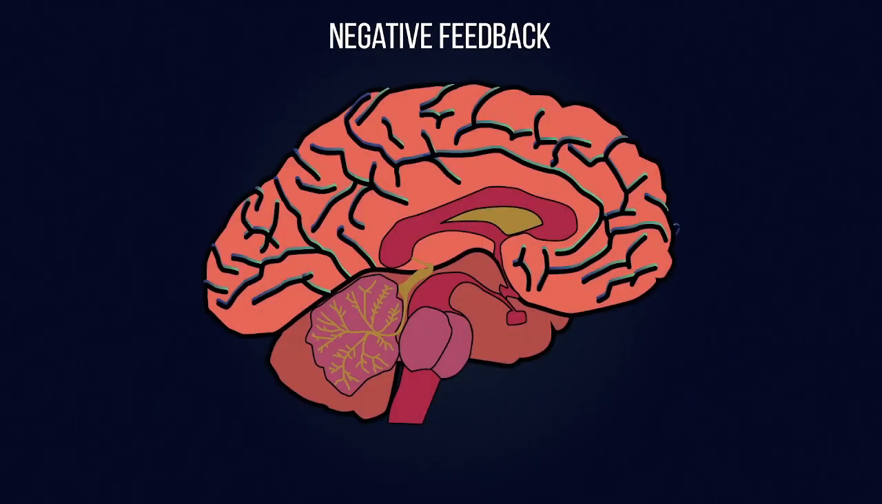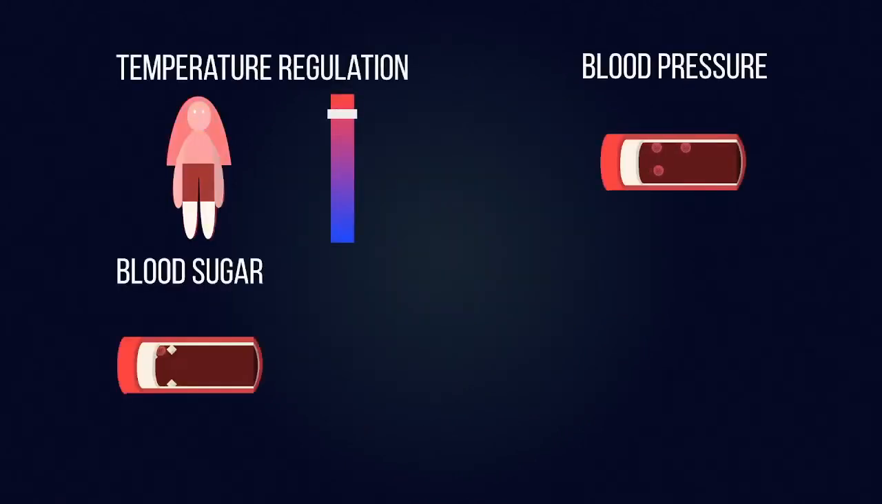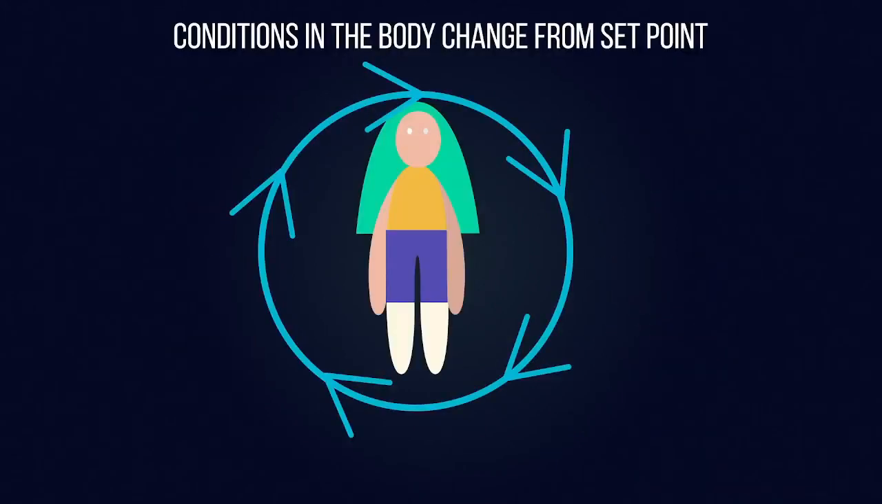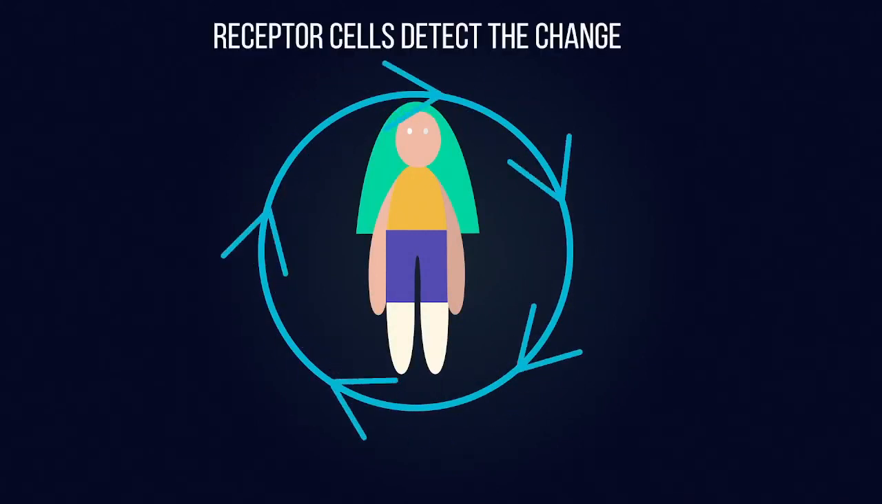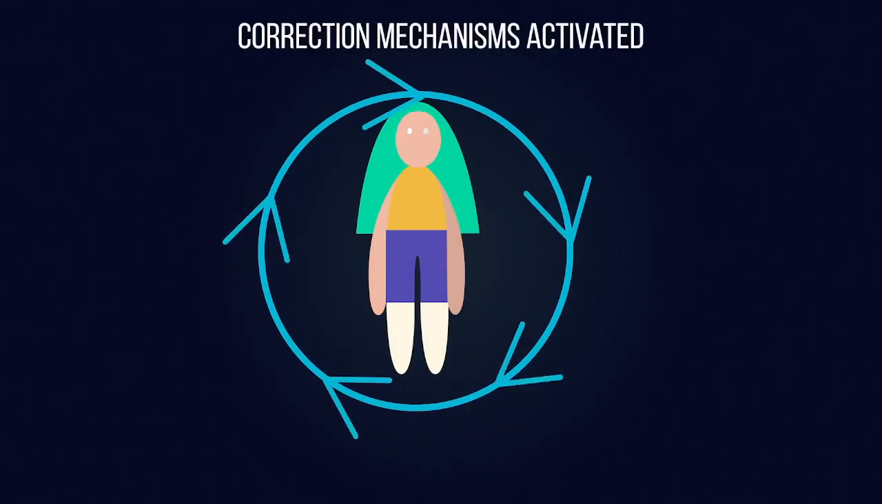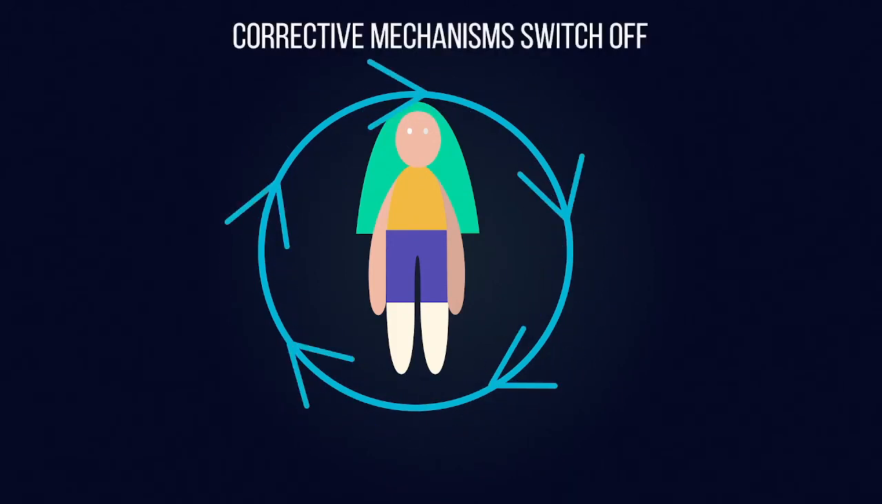Negative feedback involves the hypothalamus, the part of the brain that is responsible for homeostasis. Whether it's temperature regulation, blood pressure, blood sugar, photosynthesis in plants, it always follows the same steps. A change in a given variable occurs, so either an increase or a decrease. Receptor cells in the body detect this change in a variable. A correction mechanism is then activated, which aims to adjust the variable back to the set point at which it is meant to be, so reversing the change that had occurred. Once the variable returns to the set point level, the correction mechanism stops. It's cyclical and constantly occurring in the body.